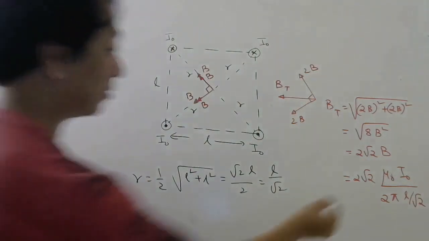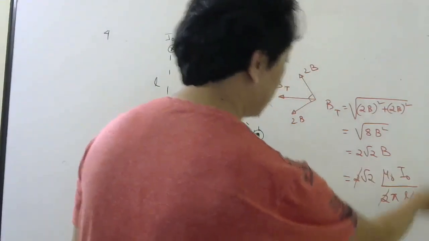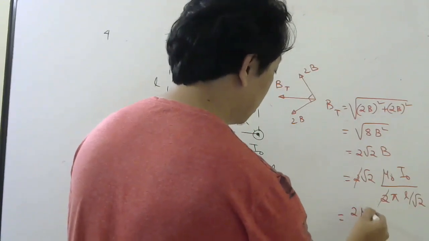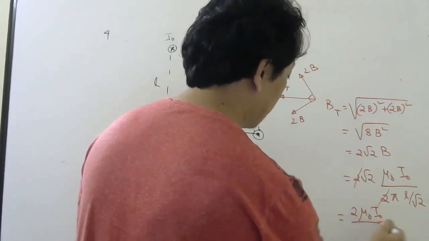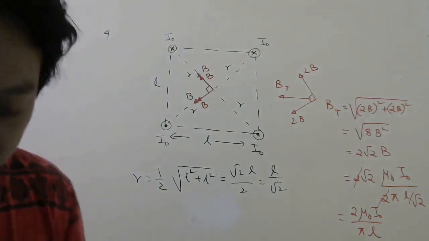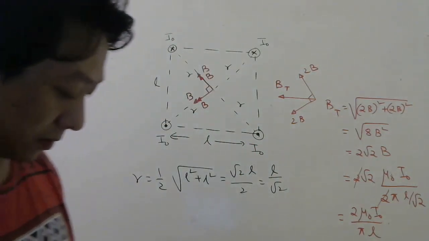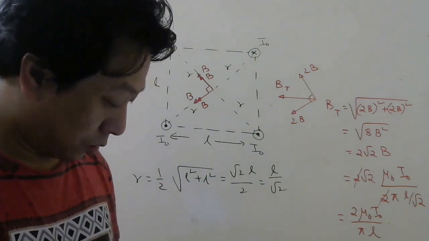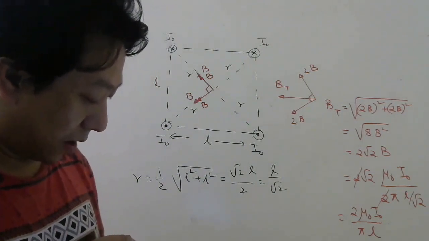Correct? Then root 2, this 2 and 2 will cancel. Root 2 will go up. So 2 mu naught I naught by pi L.